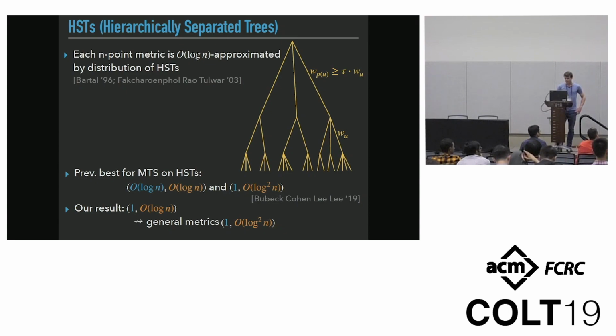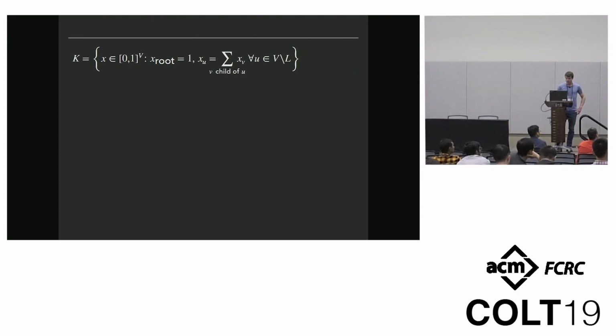But what I think is more interesting than the result is the techniques that we used. So we are talking about randomized algorithms. Therefore, the state is not just one leaf, but a random distribution over leaves. And we can therefore describe the state by a point in this polytope. So x_u denotes the probability that our algorithm is in the subtree rooted at u. So the probability of being in the subtree rooted at the root is 1. And the probability of being in the subtree rooted at u is equal to the sum of these values for the children of u.